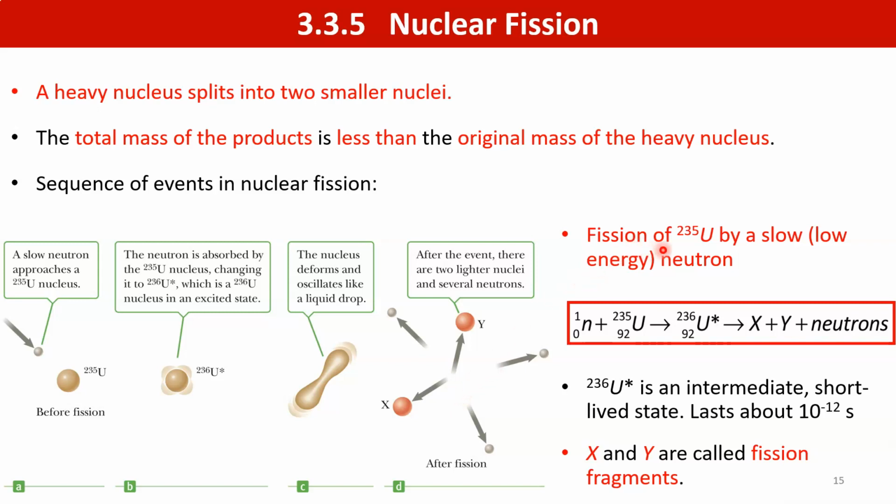So fission of uranium-235 by a slow or low energy neutron is given by this equation. A neutron hits the uranium-235 and it will produce uranium in the excited state, and then the fragments of fission will be produced, element X and element Y, plus neutrons.